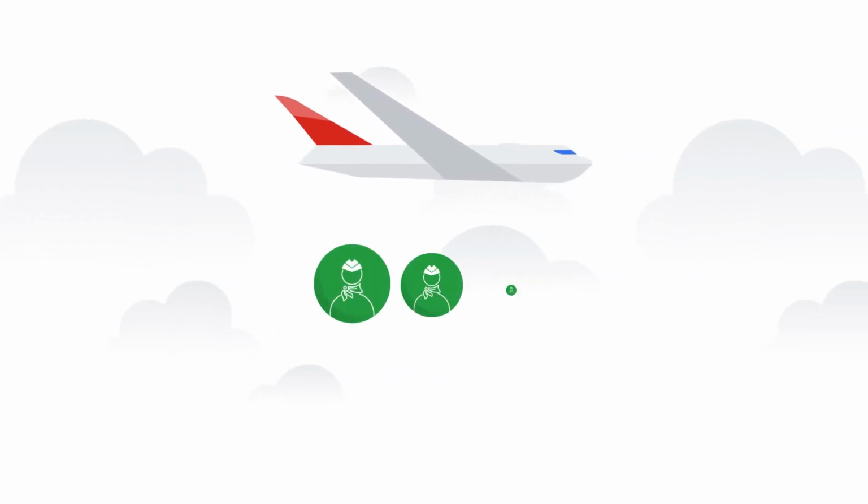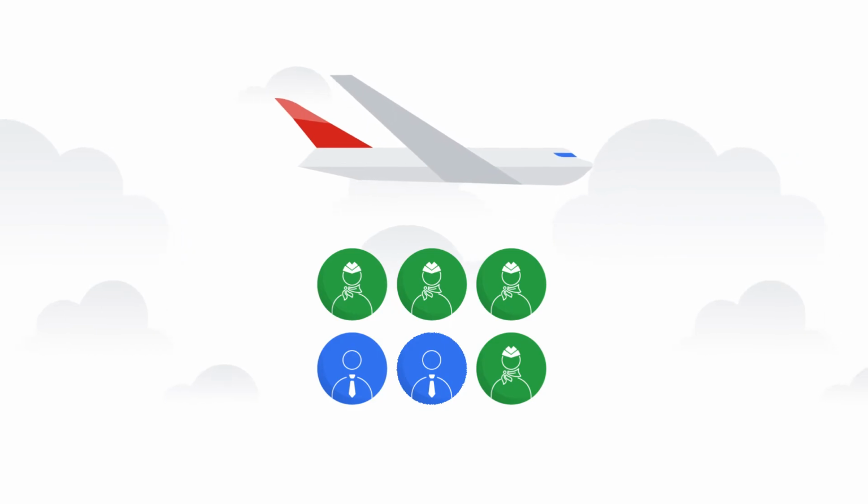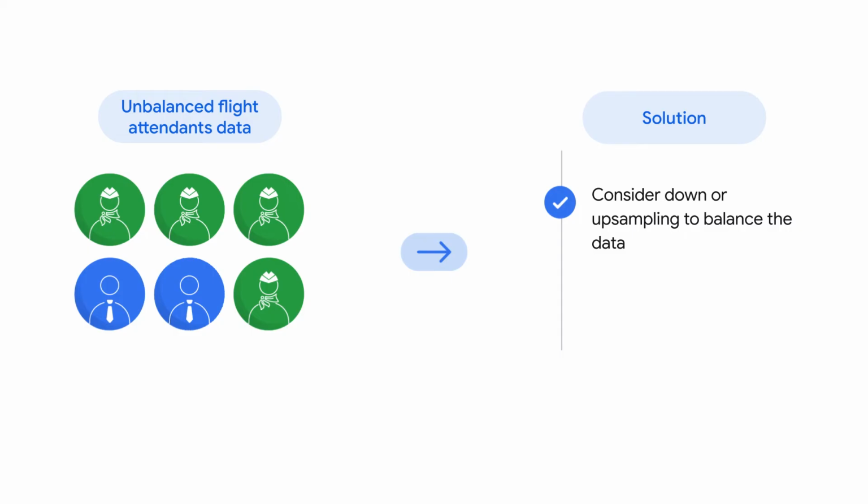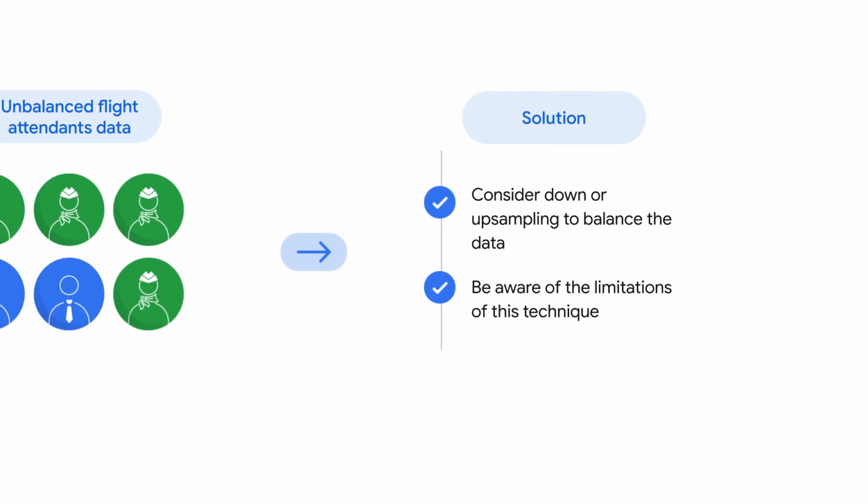Here is an example of balancing data. Imagine you are training a machine learning model using a dataset with flight attendant data. In this dataset, only a handful of male flight attendants exist in the data. For this case, it would be beneficial to consider downsampling the female attendants group or upsampling the other group. A limitation of this technique is that each individual example could be overrepresented. To offset this, it's recommended to explore and collect more data for the minority group and augment with data.